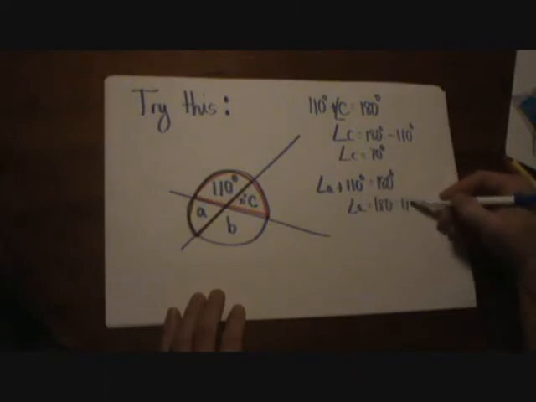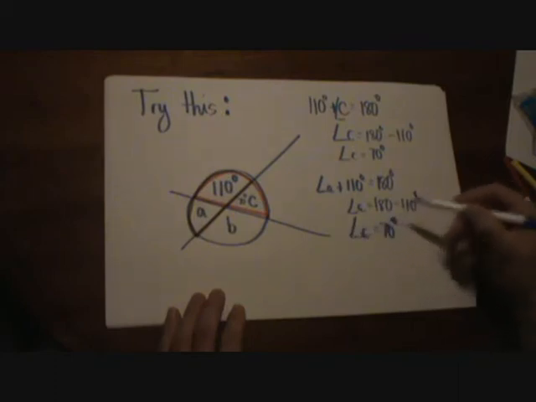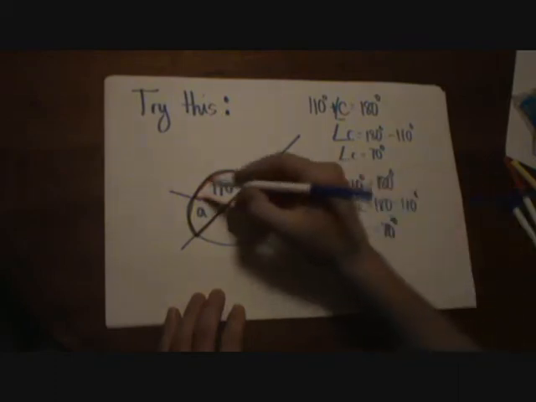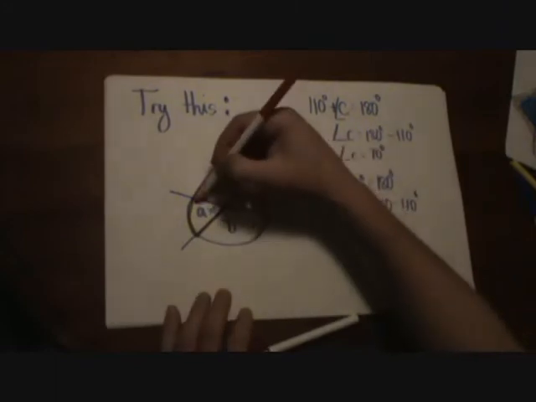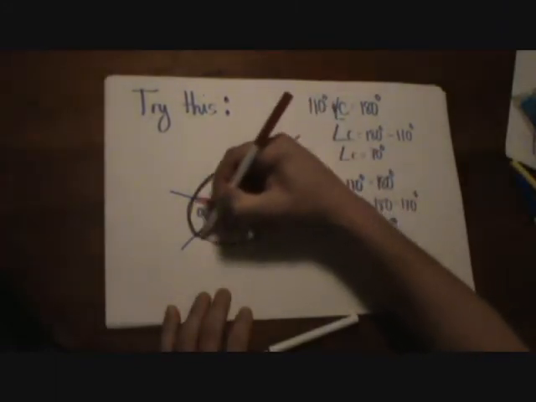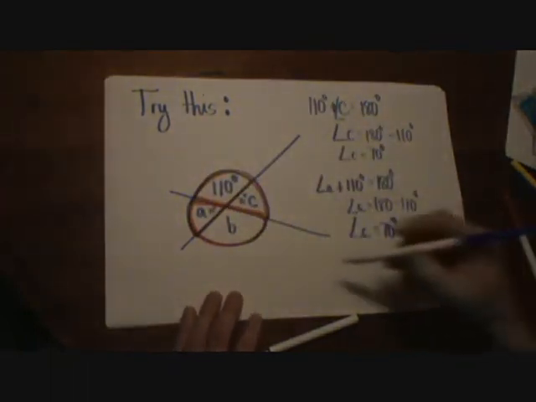Something interesting to note: when you have lines that make X's like this, the opposite angles are equal to each other. And if you keep making these half circles like this, you can see why that actually works. In high school and in grade 8, teachers tell you that opposite angles are equal. Well, now you know why they are.